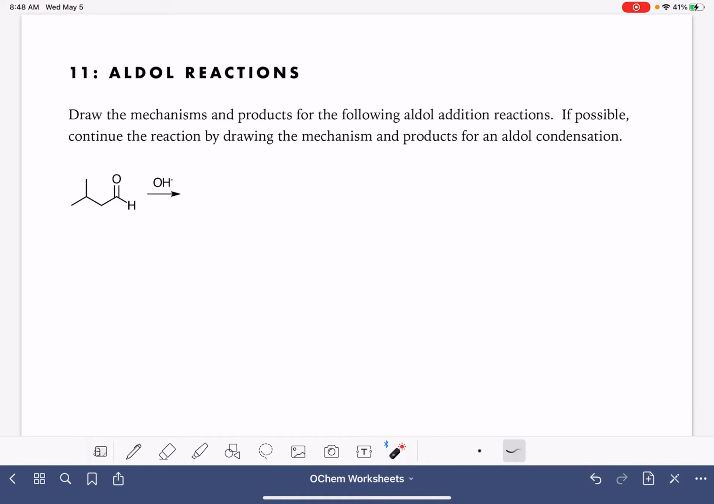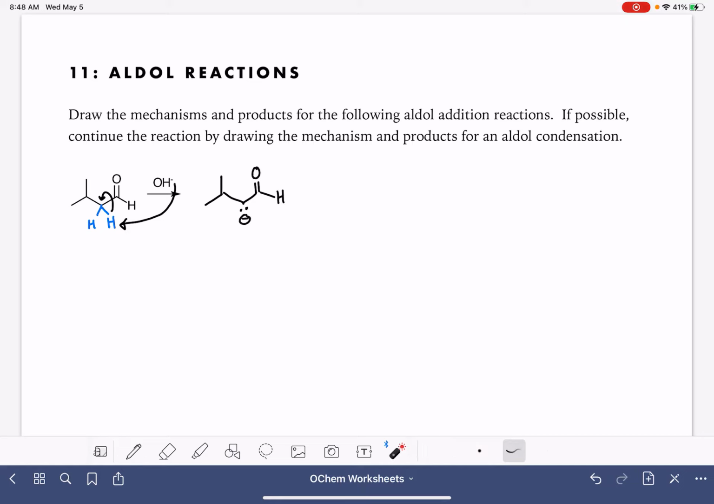On this worksheet, we're going to be doing a few different types of aldol addition and condensation reactions. Here's that first molecule that we're looking at. Now remember that the first step of this, our base, the hydroxide, is going to abstract one of the alpha hydrogens. And we want to draw an enolate structure that has a lone pair of electrons on the alpha carbon.